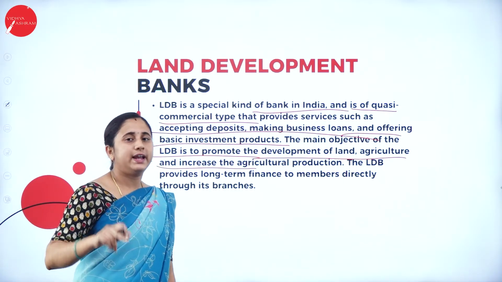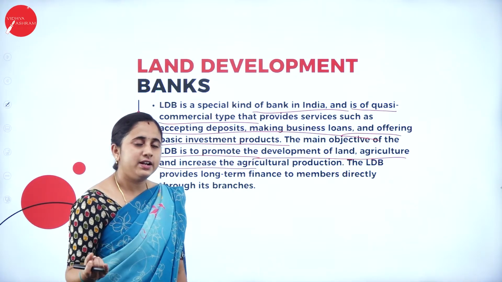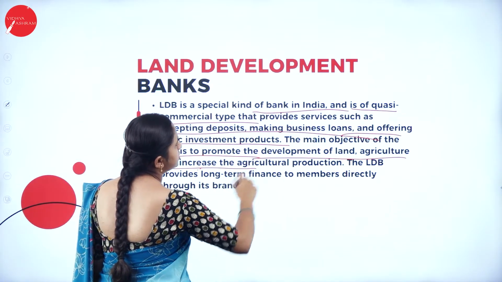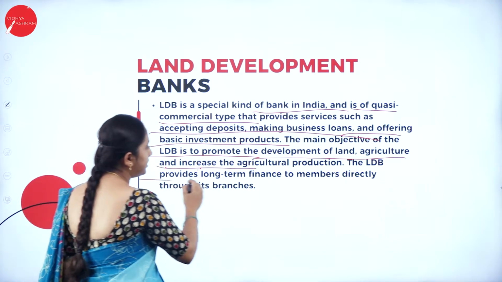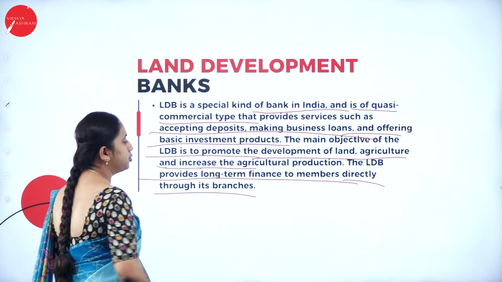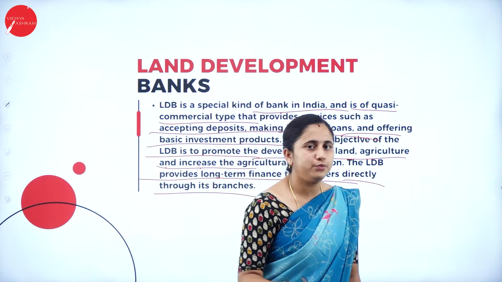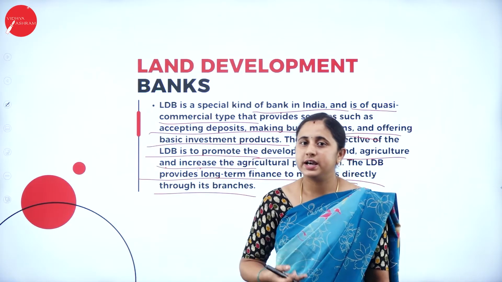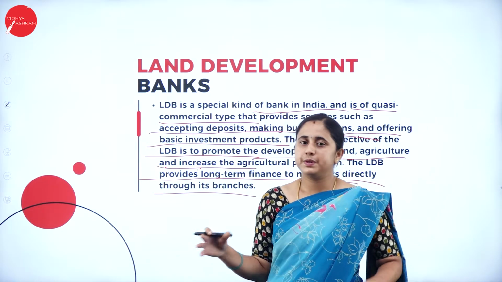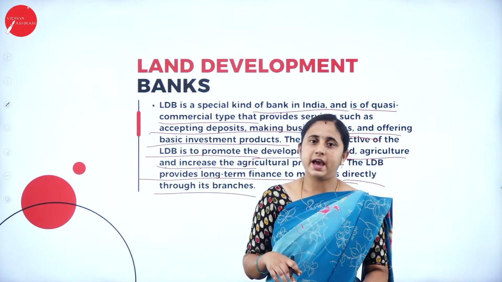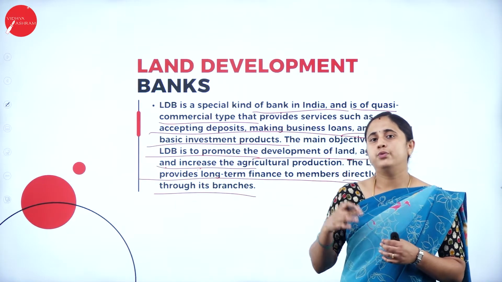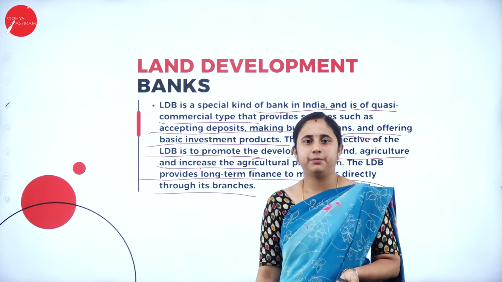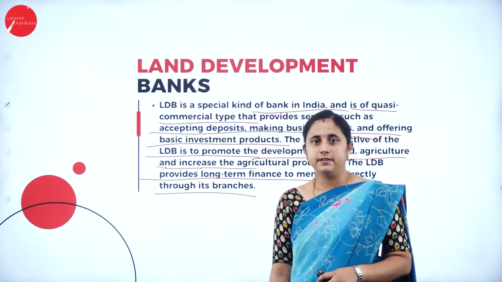The main objective of this LDB is to encourage the development of land as well as the agricultural sector. To increase agricultural production, this LDB provides long-term finance to members directly through its branches. So directly they provide loans for its members, long-term finance, in order to promote development of land and agricultural activity. For example, to purchase agricultural land for agricultural activity, we provide direct loans to members through its branches. So these all are the objectives and functions of land development banks.